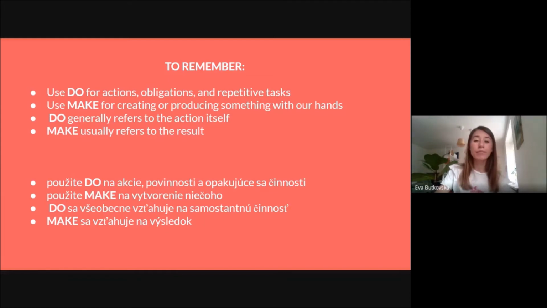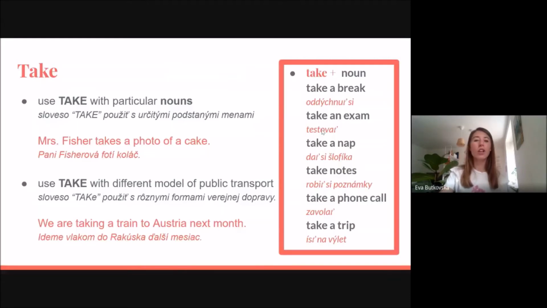Verb make refers to creating or producing something with your hands. I'm making a cake, for example. So one more time. Do generally refers to action itself, and make refers to the result. Please, if you have any question on the difference between do and make, ask now. If not, I will move on to the third verb, and it is take.